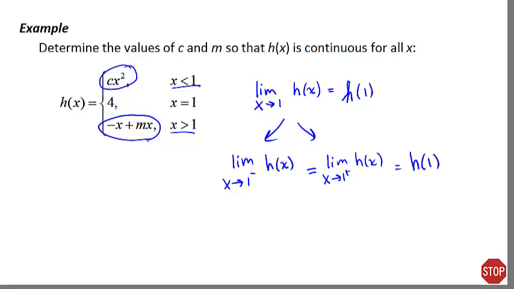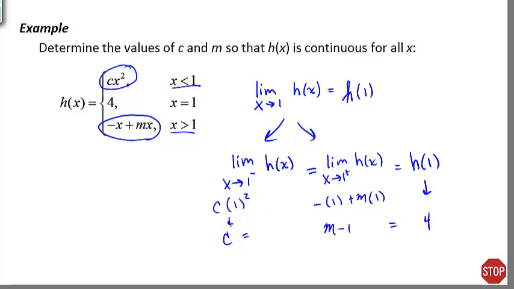So let's take these limits here. We'll do the first one. As the limit approaches 1 from the left, we can use our direct substitution. We get c times 1 squared, or just c, and that should equal, when we do the limit of h as x approaches 1 from the right, so we're going to use the x greater than 1 branch. Again, we'll use our direct substitution. Negative 1 plus m times 1 gives us m minus 1. And if we evaluate h of 1, we'll use our middle branch of x equal to 1, and that's just 4.